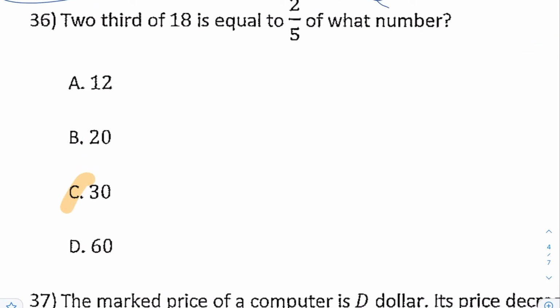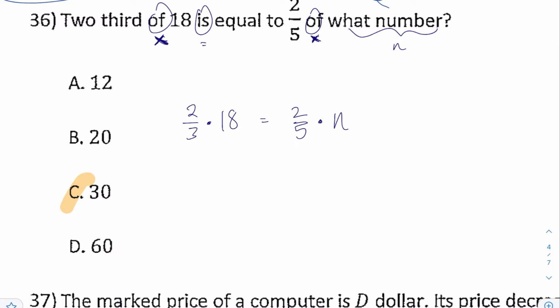Next we have 36. 2/3 of 18 is equal to 2/5 of what number? So here you have to turn the word sentence into a number sentence. Of means times. Is means equals. And what number is your variable? Call that n. So 2/3 times 18 will be equal to 2/5 times n. I want to solve for n.